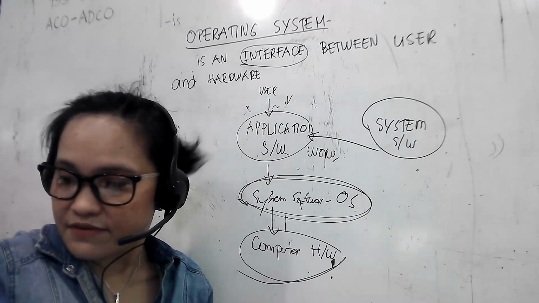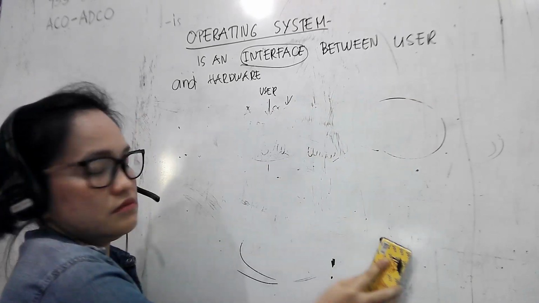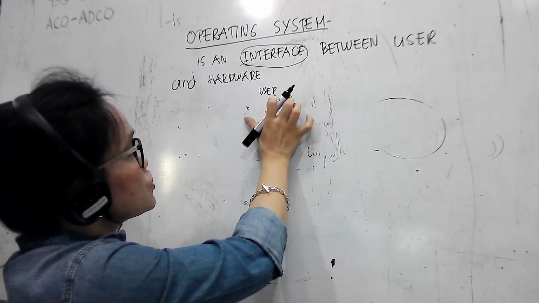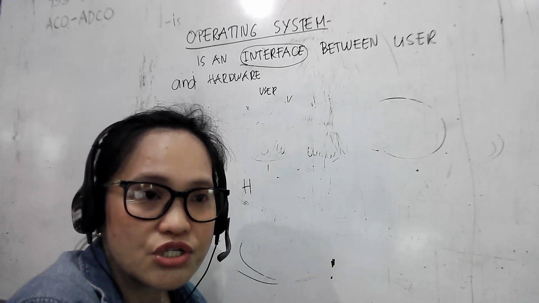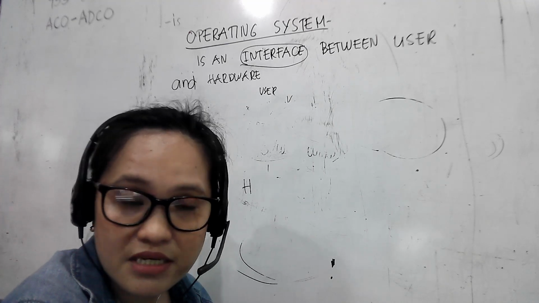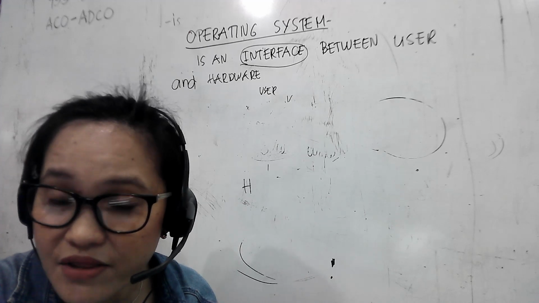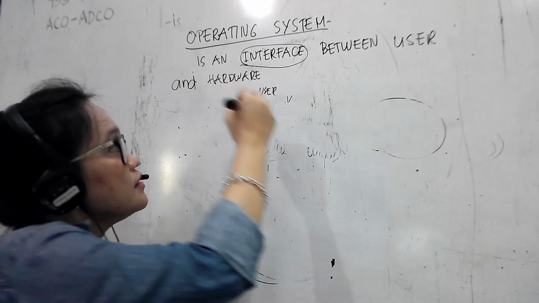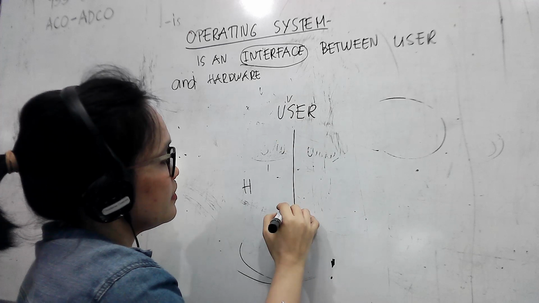Let's say, for example, the user also and the hardware. Since I already gave a definition that the system software, or the OS, specifically the OS, will operate the hardware through the command of the user. So let's say we have the user, and then we have the hardware.